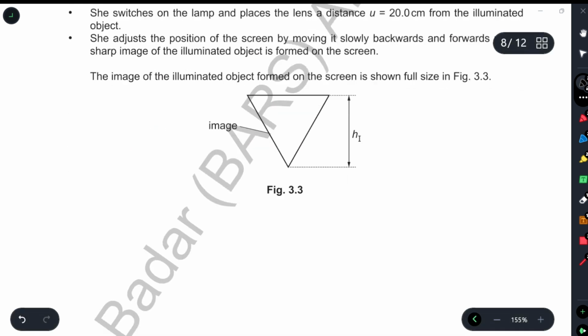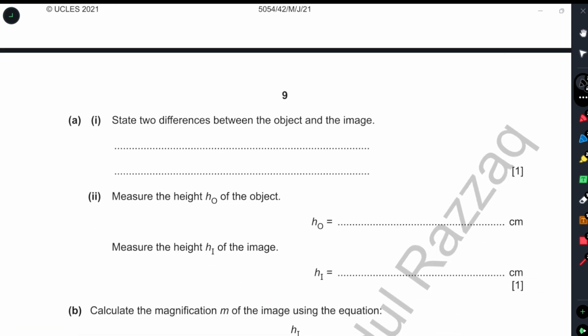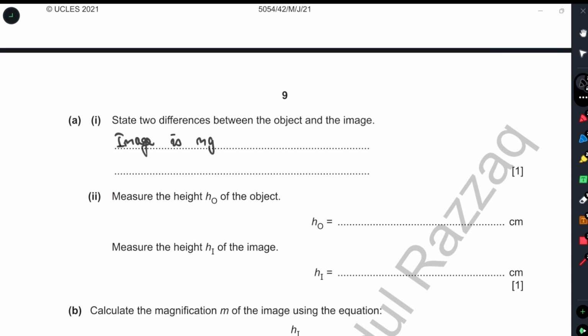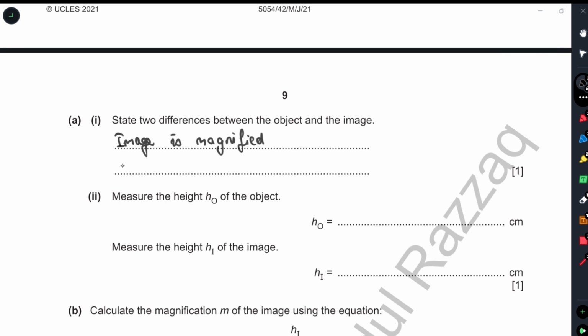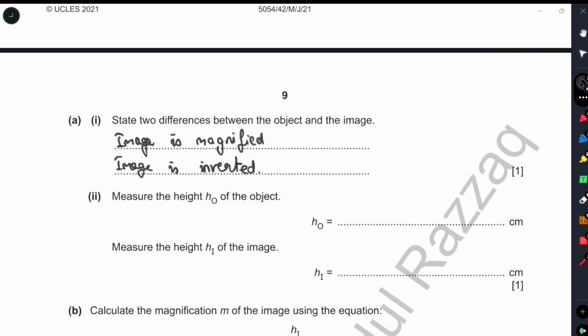अब जाहिर सी बात है यहाँ पे real और virtual की तो बात नहीं चल रही, तो of course differences in the object and the image would be image is magnified. Of course, image is magnified, so relatively compared to the object, your image is much larger, magnified. Image is magnified, image is inverted. So these are your two. Image is inverted. ठीक है, अगर आपको ये properties याद नहीं है तो please याद कीजिए. These properties are very important to remember.